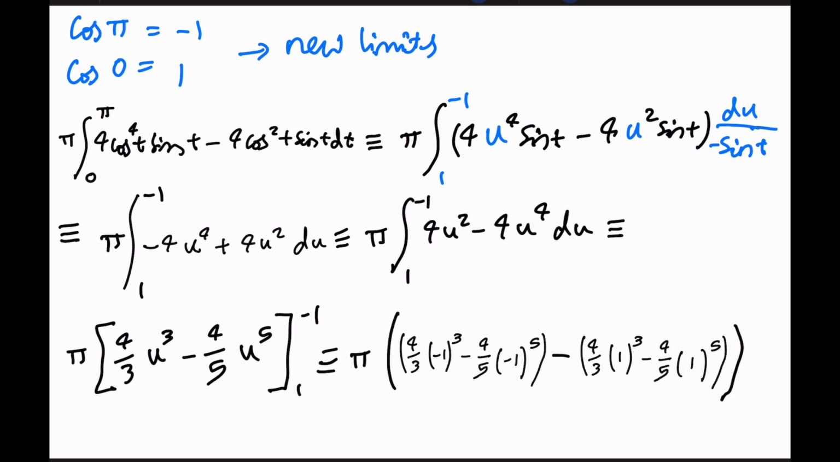So pi relates to, because you substituted pi here, it related to minus 1. So always keep that at the top. And the 0 relates to the 1. So you keep that at the bottom. It doesn't matter if the 1 is larger than the minus 1.